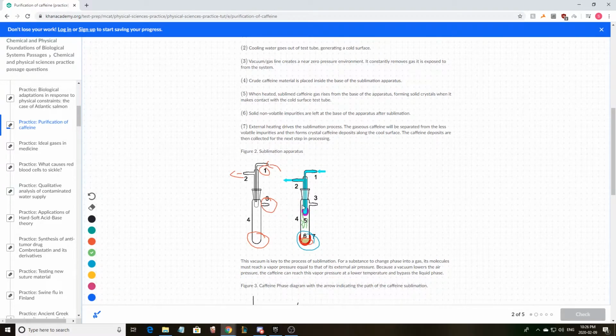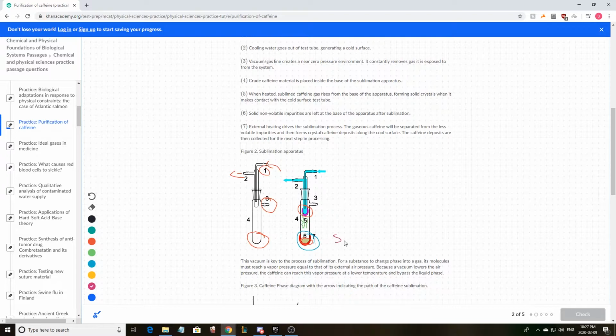When it comes into contact with the cooling tube, the gas will quickly turn back into a solid over here, where they showed the purple. Solid crystals will form around the cooling tube to purify the caffeine from your crude solution. So to give a quick summary, you're undergoing sublimation here.